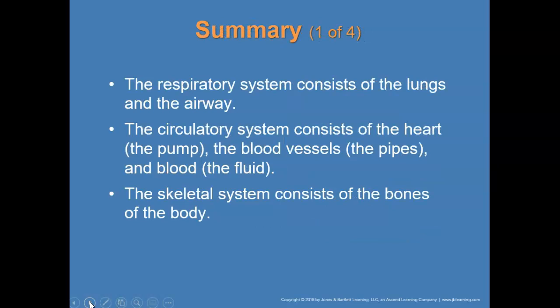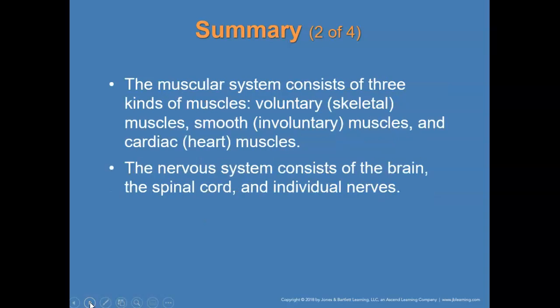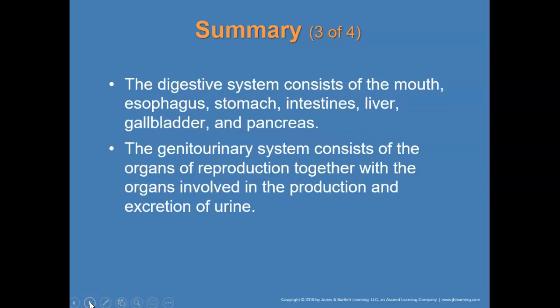Summary: the respiratory system consists of the lungs and the airway. The circulatory system consists of the heart, the pump, the blood vessels, the pipes, and the blood, the fluid. The skeletal system consists of the bones of the body. The muscular system consists of three kinds of muscle: voluntary, which would be skeletal muscles, smooth, which are involuntary muscles, and cardiac, which are heart muscles. The nervous system consists of the brain, spinal cord, and individual nerves. The digestive system consists of the mouth, esophagus, stomach, intestines, liver, gallbladder, and pancreas.